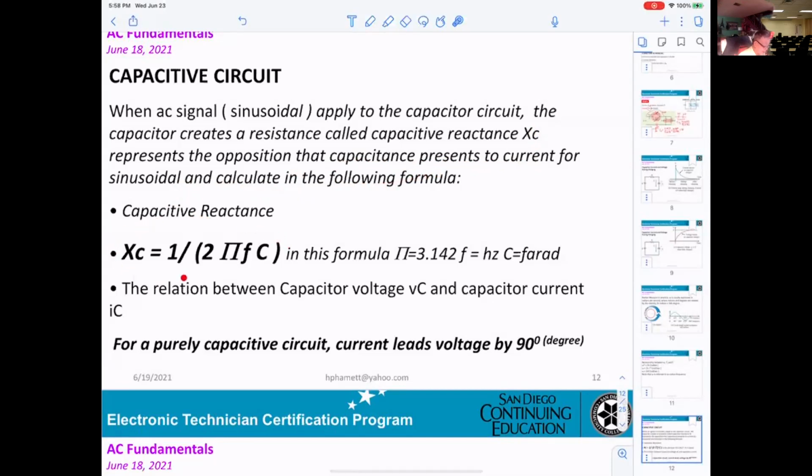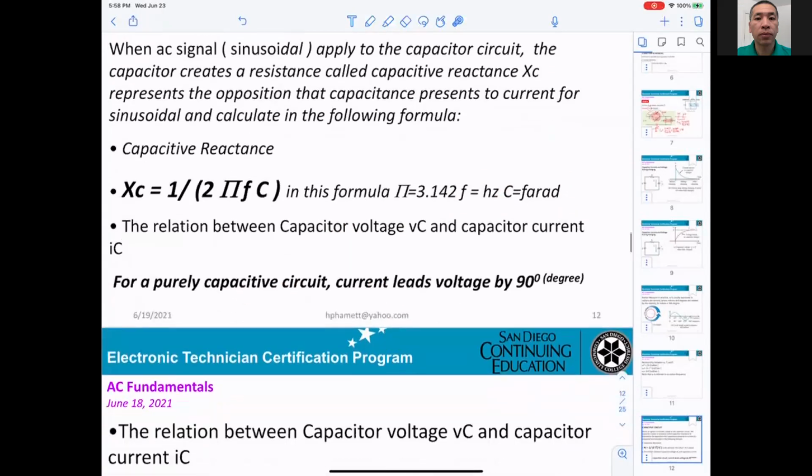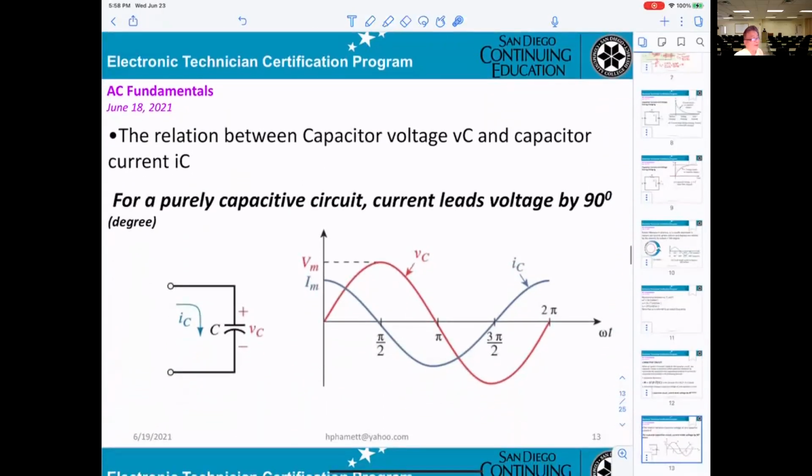So if you want to calculate the resistance of the capacitor, XC, called capacitive reactance, the formula is XC equals 1 over 2 pi f C. In this formula, pi equals 3.142, f must be in hertz, and C must be in farads. The relation between capacitor voltage VC and capacitor current IC for a pure capacitive circuit: current will lead voltage by 90 degrees. This formula comes from experience. Don't ask me how.